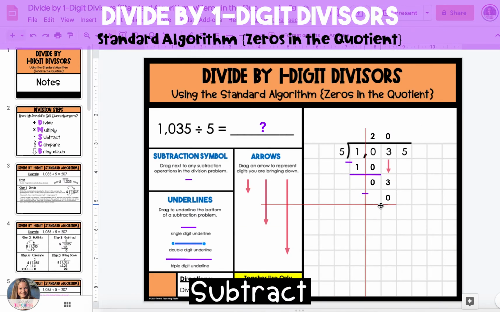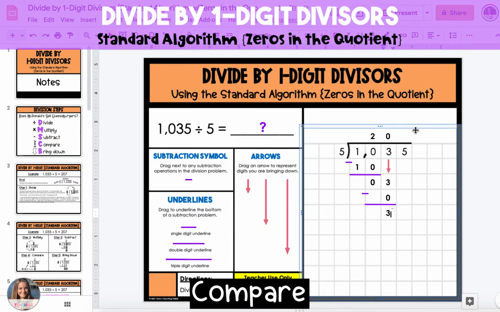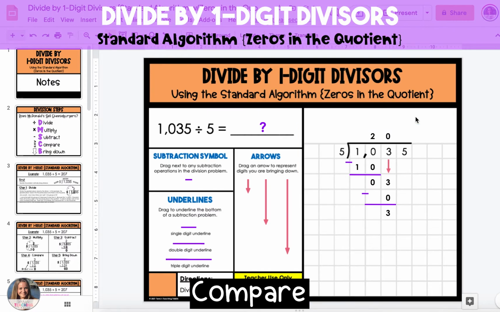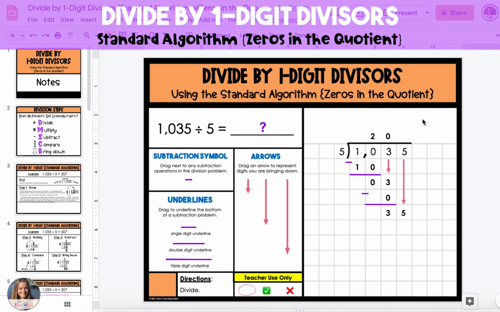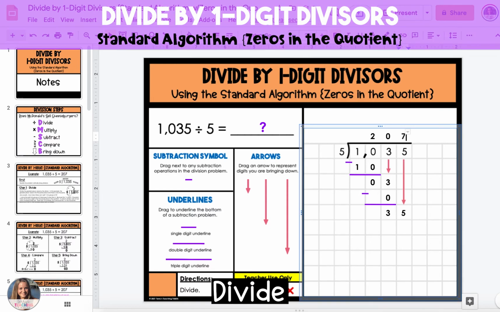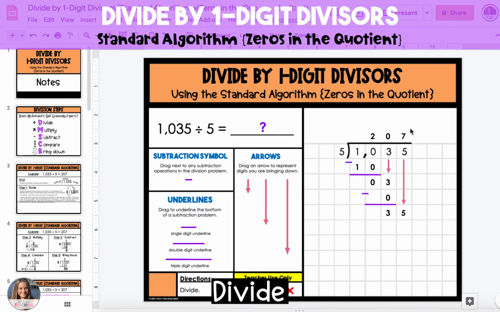Subtract. 3 minus 0 equals 3, and compare that answer to the divisor. 3 is less than 5, so we can move on to the next step, and now we will bring down the 5 in the ones place. We'll start the steps over again by dividing 35 by 5. 35 can split into 7 groups of 5, so put the 7 in the ones digit of the quotient area.